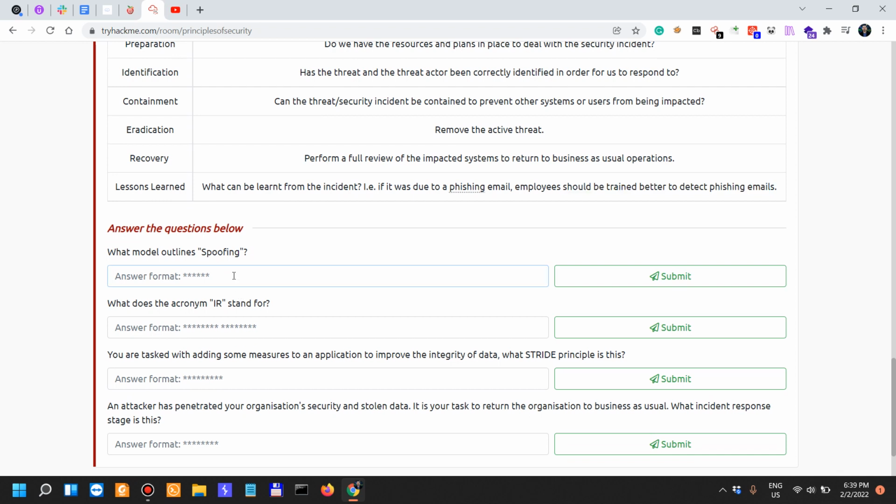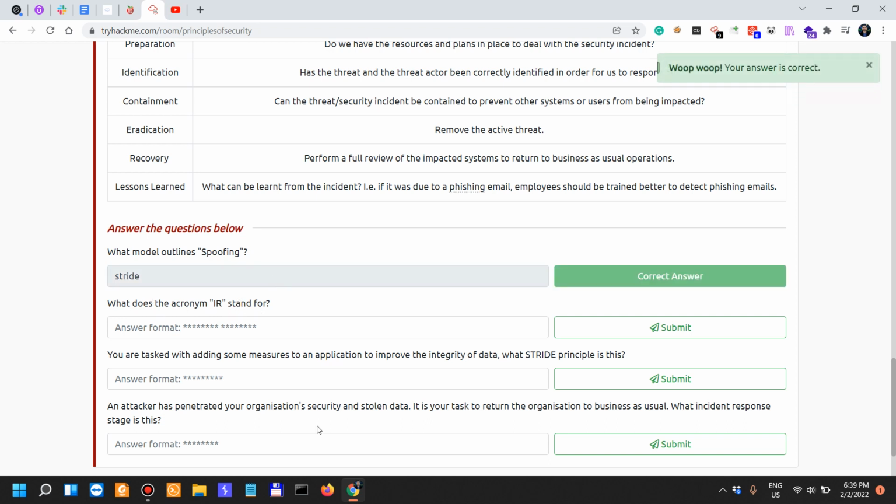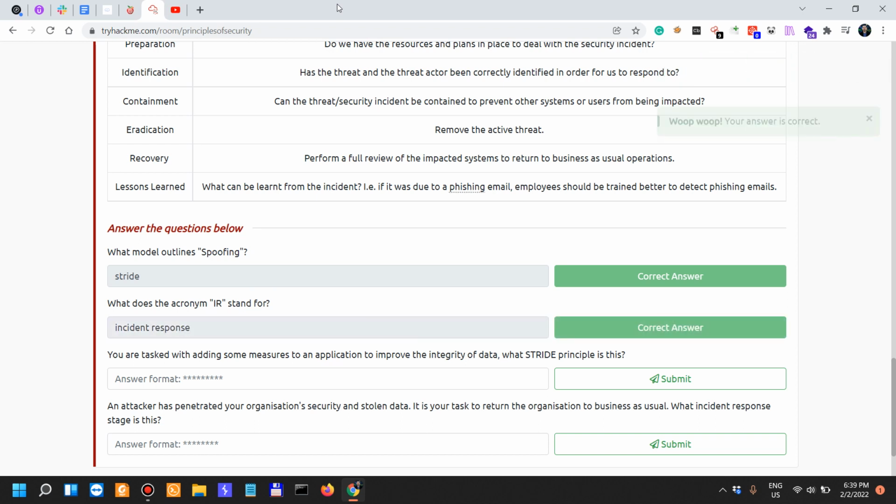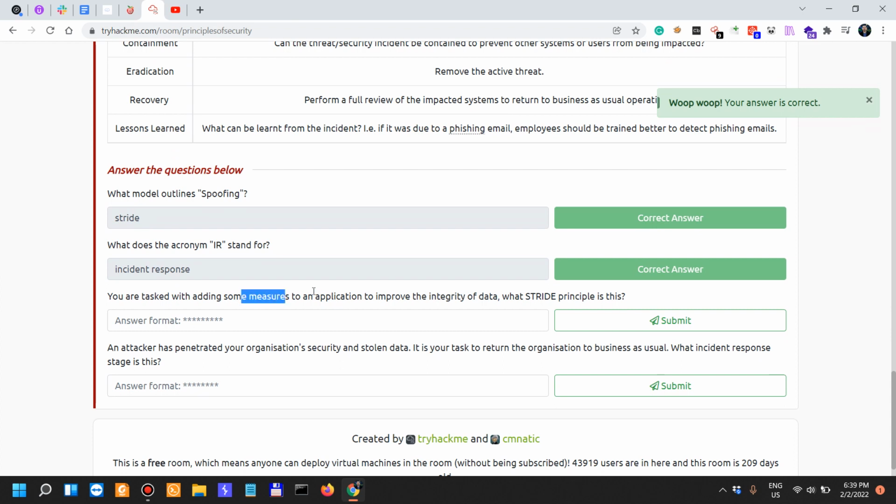What model outlines spoofing? STRIDE? Is it? What does the acronym IR stand for? Infrared? Is it? You are tasked with adding some measures to an application to improve the integrity of data. What STRIDE principle is this? To improve the integrity of data.